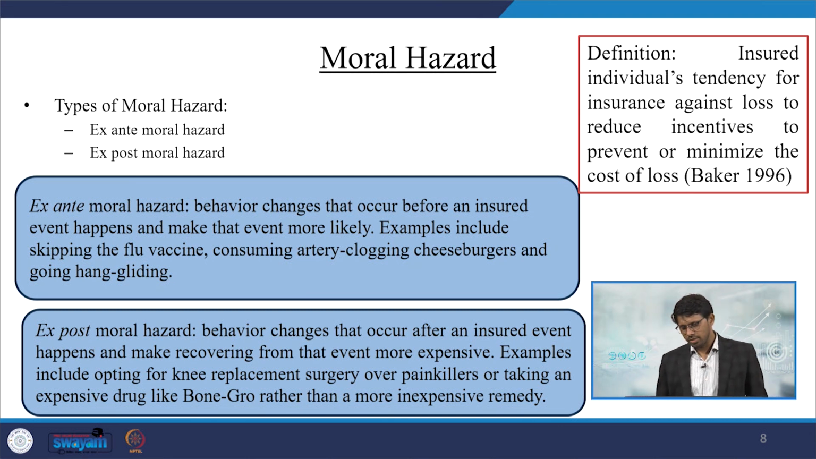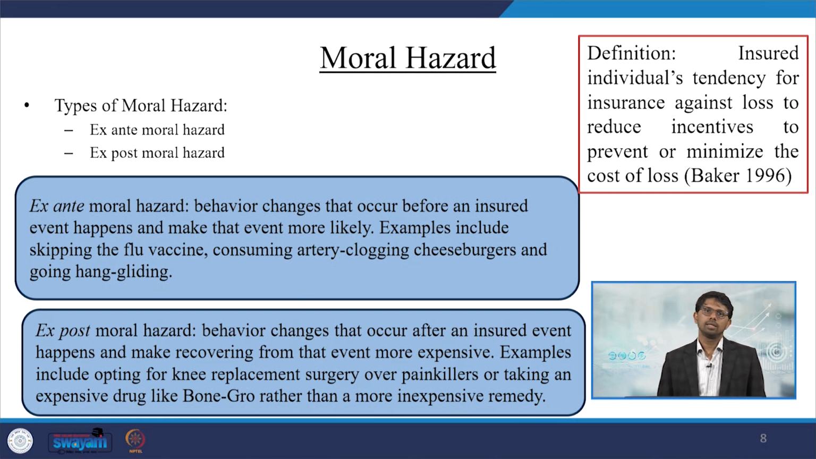So, the insured individual has a tendency, because of insurance against the loss, to reduce the incentive to prevent or minimize the cost of loss. Hence, it is explained in two ways: one is called ex ante moral hazard and the other ex post moral hazard. Ex ante, as I already mentioned, is anticipated behavior, that is, the behavioral changes that occur before an insured event happens and make that event more likely.